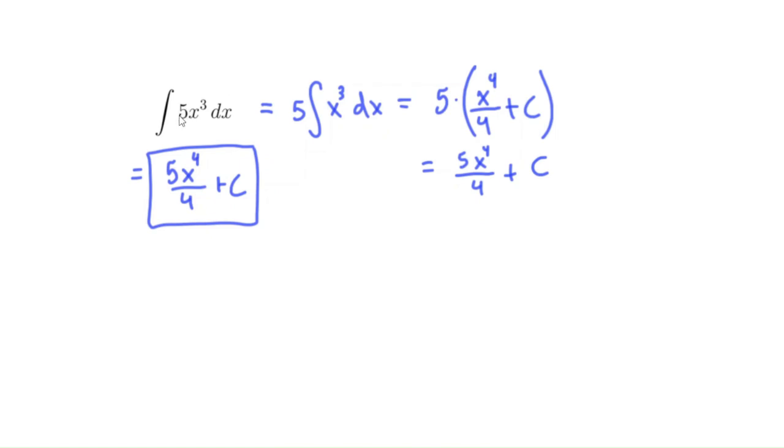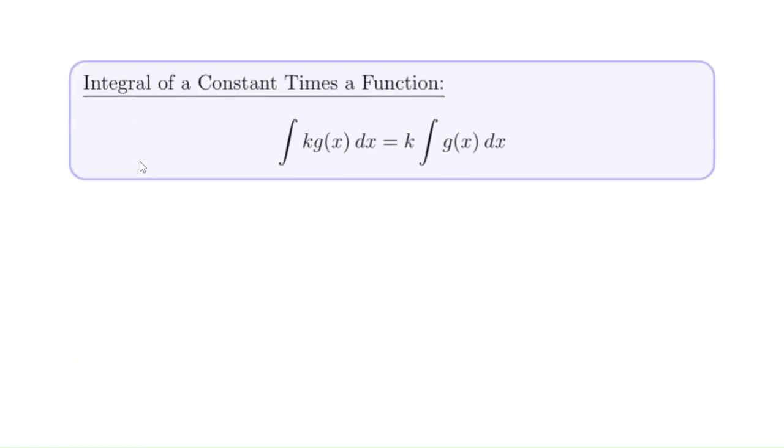So notice, the way I usually do this is I don't actually pull the 5 out in front of the integral, but I just leave the 5 along for the ride here, right? 5 times x to the 4th over 4 plus c. But if you wanted to write it out formally, this is the way that you would do it. Okay, and here's the formal rule. The integral of a constant times a function. Well, how do we do the integral of k times g of x dx? Well, you can pull the k out front. It's just k times the integral of g. So in other words, the k just kind of comes along for the ride. The integral of k g of x is just going to be k times the integral of g of x.